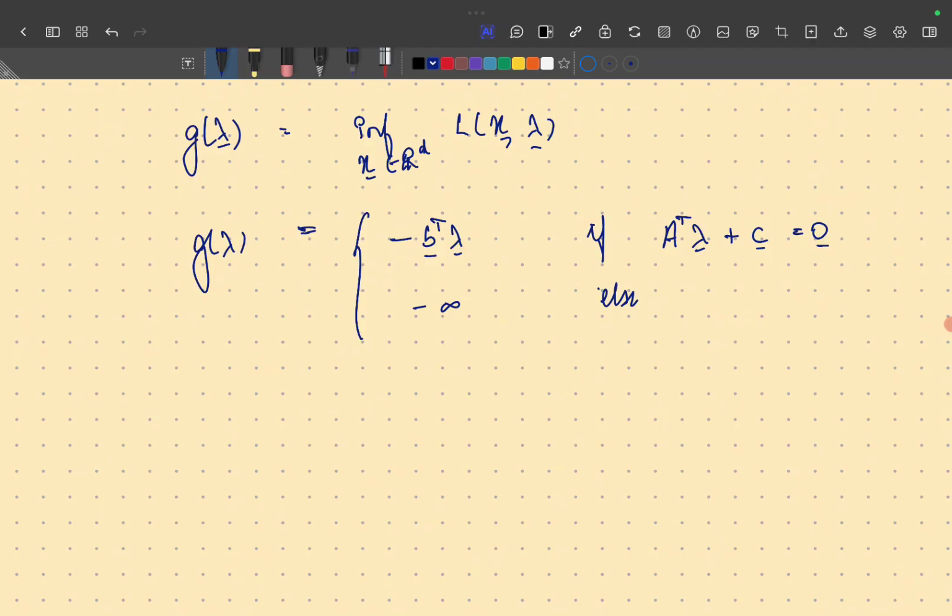All right. So now what is the dual program? My goal is to maximize g of lambda. So what would it be? What would the dual program look like?